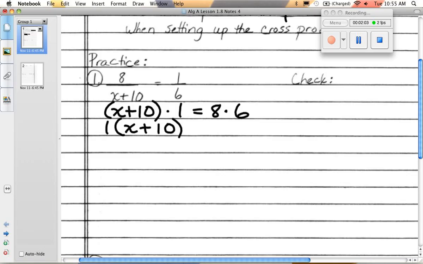We're going to have to use which property here to get rid of those parentheses? Distributive property. Okay, so we're going to rewrite that as 1 in front of x plus 10, and then what is 8 times 6? 48. Okay. Let's do our distributive property next. 1x plus 10. 1x plus 10 equals 48.